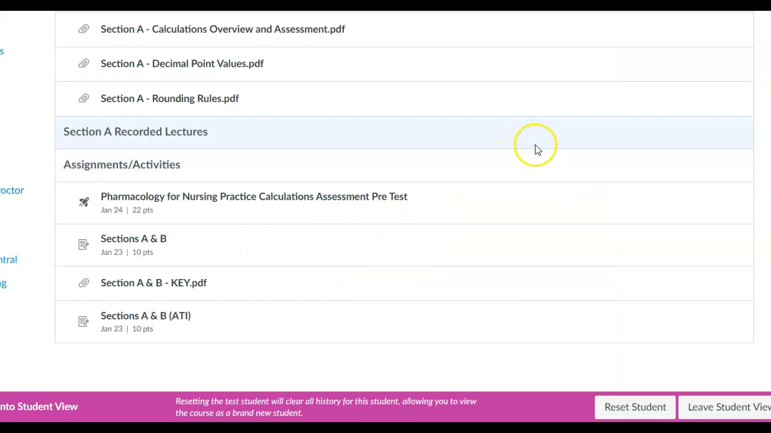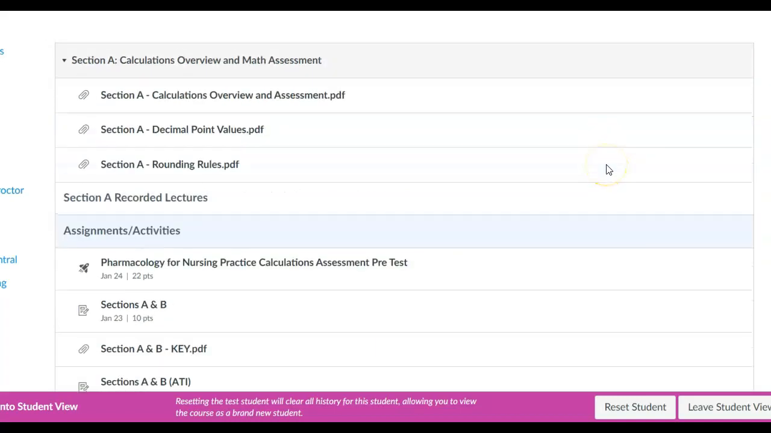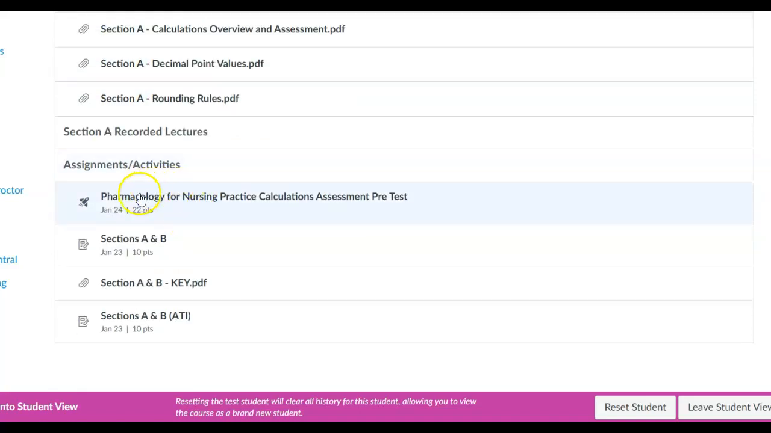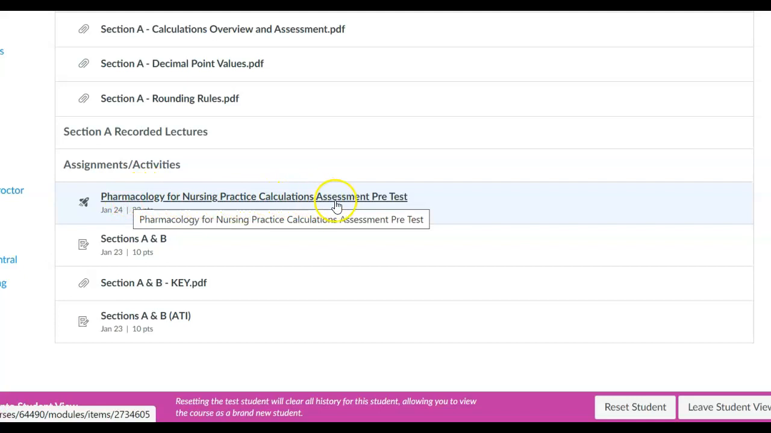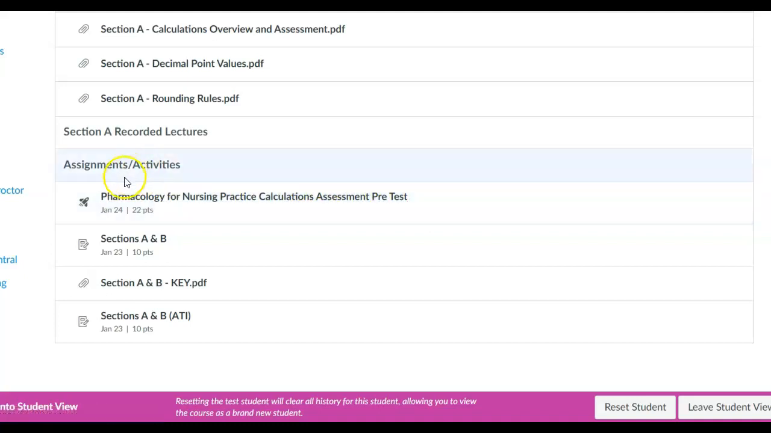As I mentioned earlier, you have a calculations assessment pretest for this section. If you go to your section A and go down to assignments or activities, you have your pharmacology for nursing practice calculations assessment pretest. This is the pretest assignment that I was talking about. Once you're done, you will see your scores and the areas where you need to improve, so definitely use that to know what things you may need to review. After everyone's done, I will release the answer key to your pretest, so you know the explanation of your answers.